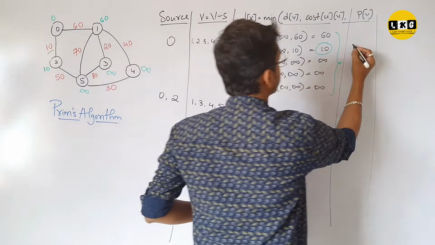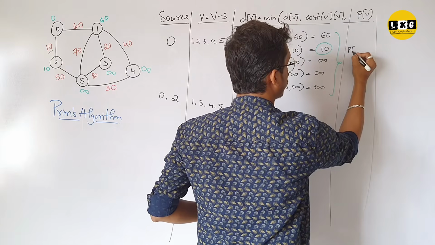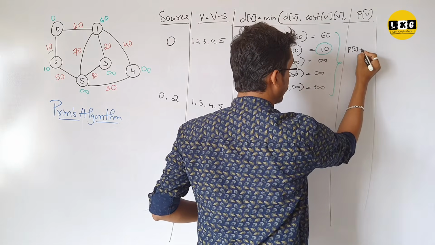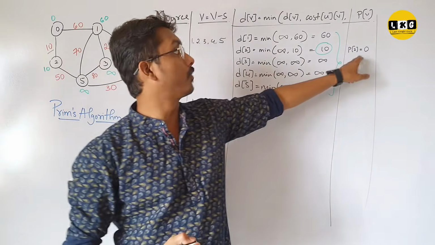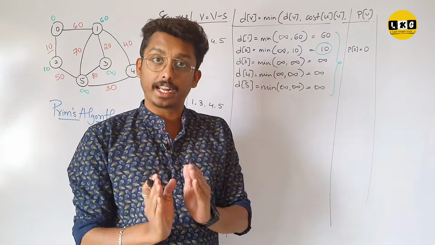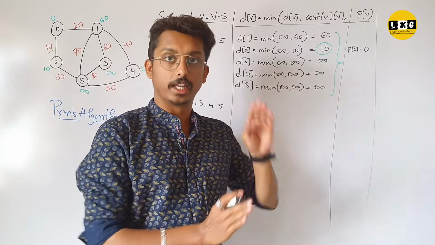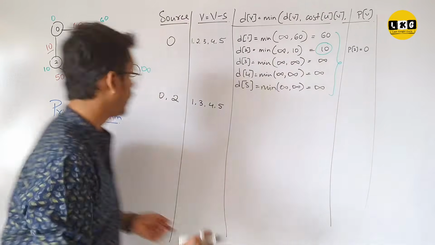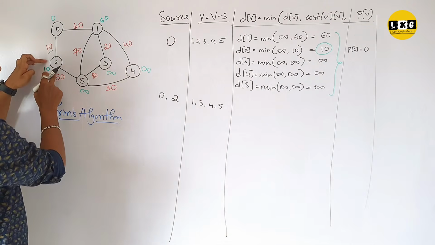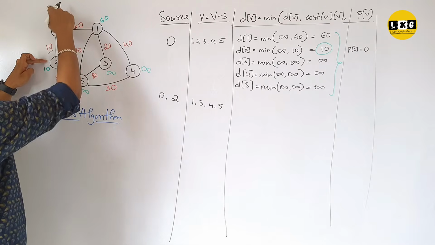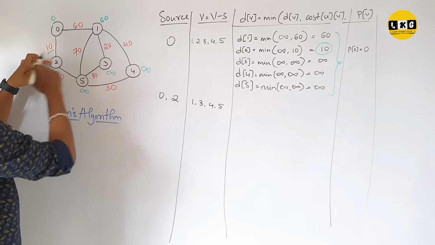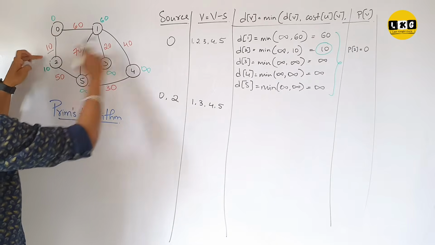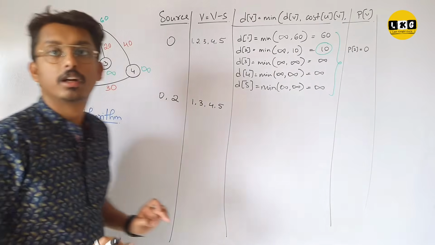So now this becomes parent of node number 2 is 0. What does this mean? P of 2 is equals to 0. Parent of node number 2 is 0. That means that to reach this node 2, from where we need to travel? We need to travel from 0 to 2, not from 1 to 2 or 5 to 2. Correct? We need to travel from 0 to 2. That's what the fourth column represents.